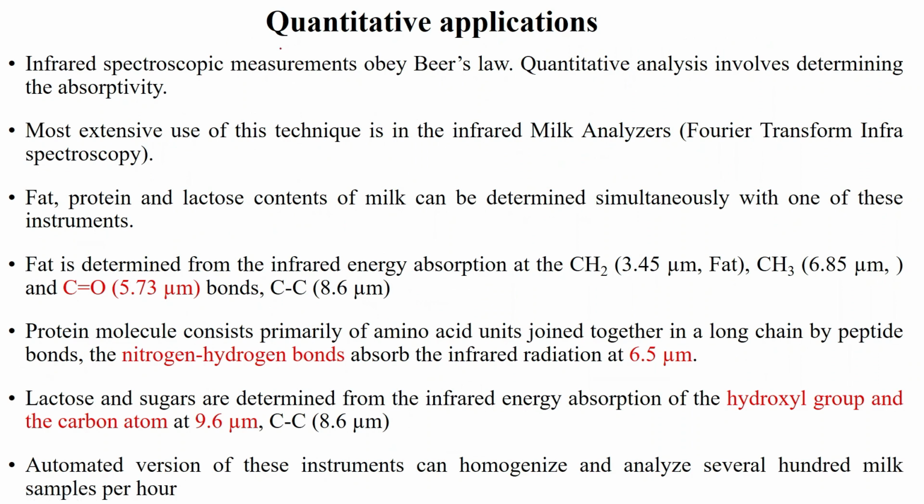Now coming to quantitative application, as I told you, each and every spectroscopy has one law. The principle is the Beer-Lambert law only, that is A equals abc: absorbance is directly proportional to the path length of the cell and the concentration of the analyte in the solution. This way we can determine quantitatively the concentration of molecules like fat, protein, lactose, as we are doing in milk also. In FTIR machines, milkoscans and lactoscope are all FTIR machines, and there we are measuring the concentration of fat, protein, and lactose. The fat, protein, and lactose contents of the milk can be determined simultaneously with one of these instruments.